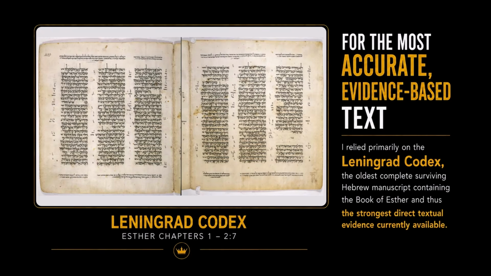For the most accurate, evidence-based text, I used the Leningrad Codex, the oldest complete surviving Hebrew manuscript containing the Book of Esther, and therefore the strongest direct textual evidence currently available.